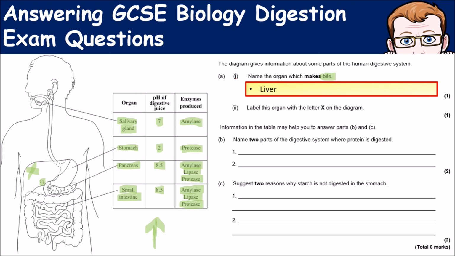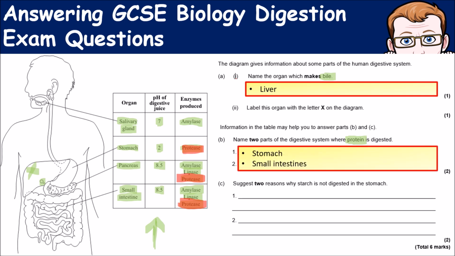Name two parts of the digestive system where protein is digested. The enzyme that breaks down protein is protease. It's present in the pancreas, though the pancreas is putting the protease into the small intestine, remember. And protease is present in the stomach. So the two parts where protein will be broken down are the stomach and the small intestine.